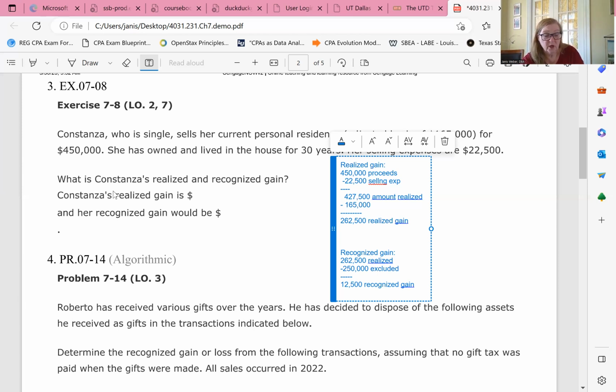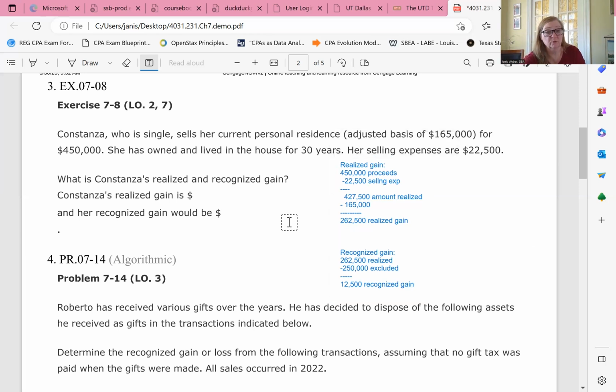So that's all they wanted. What is Constanza's realized and recognized gain? The realized is 262.5, as we just calculated, and the recognized gain is 12,500. So really nothing to that. Very straightforward. As long as you know what the rules are, you're good.